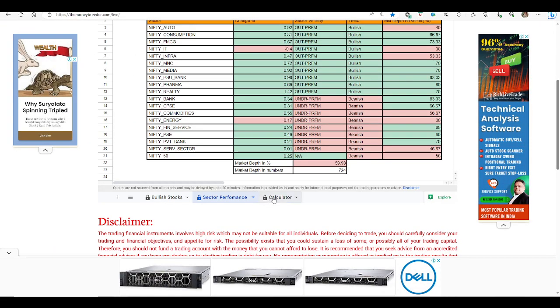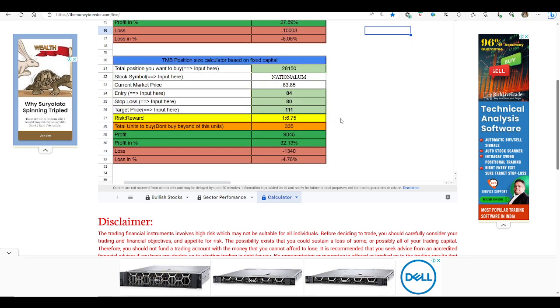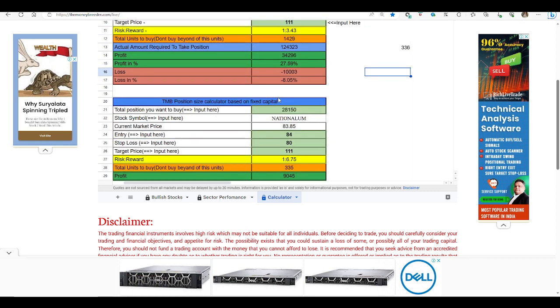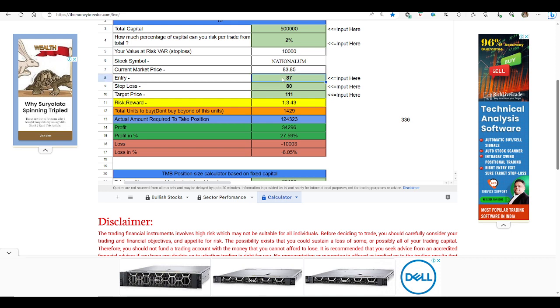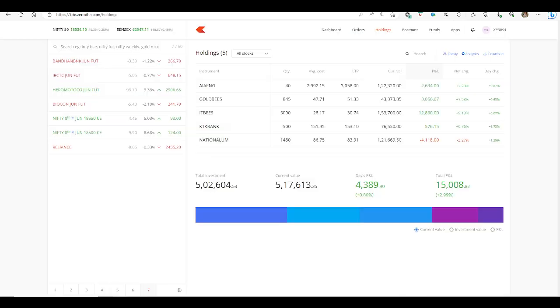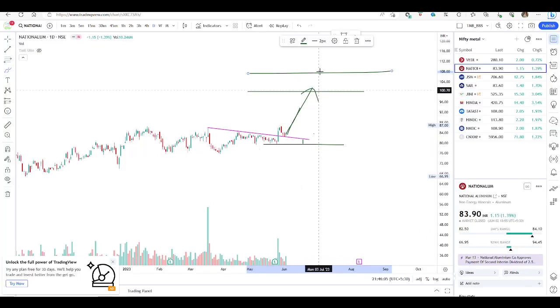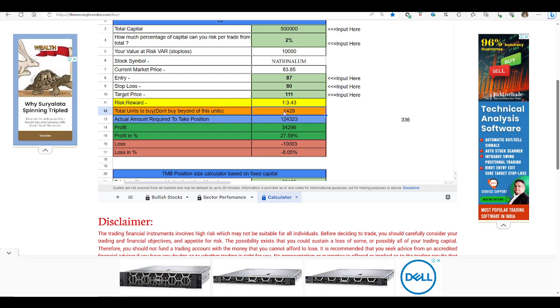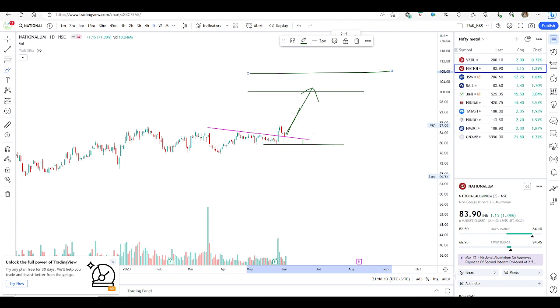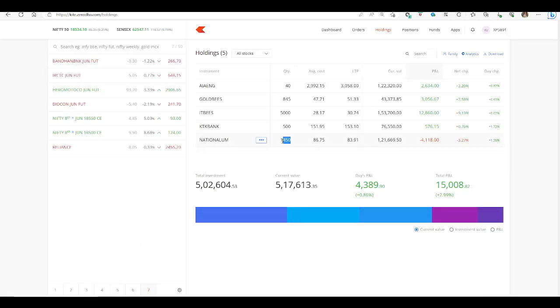In the risk reward calculator, what I calculated earlier was my entry. Let's take my entry as 87. I was supposed to buy 1450 stocks. My entry is currently 86.75; approximately I thought of buying at 87.25. I got a raise, so for that I increased by some 20 stocks here. Totally I bought 1450. My position is 1450 now.